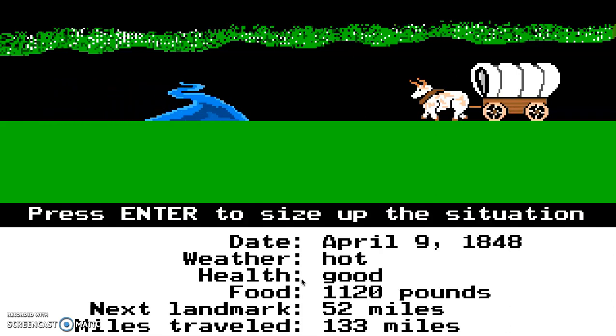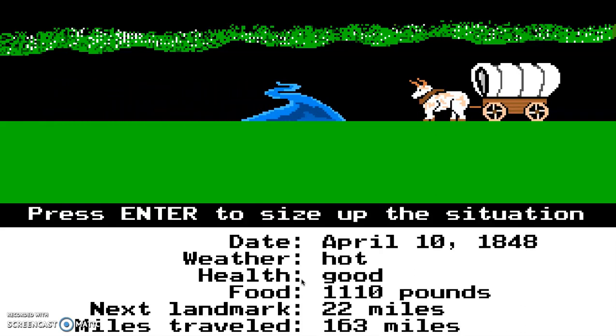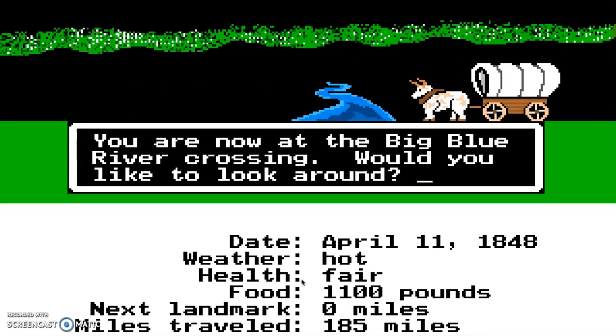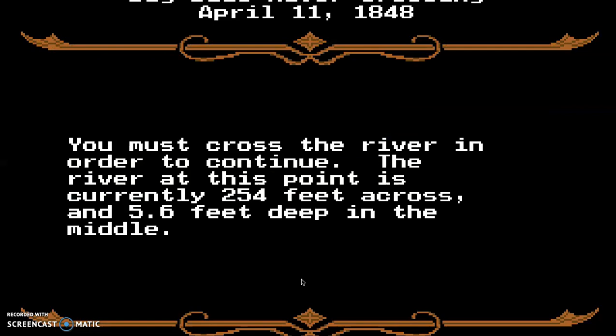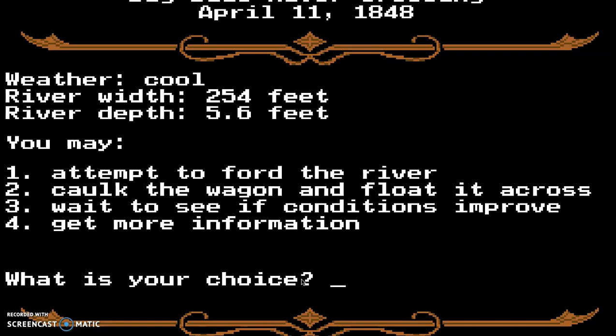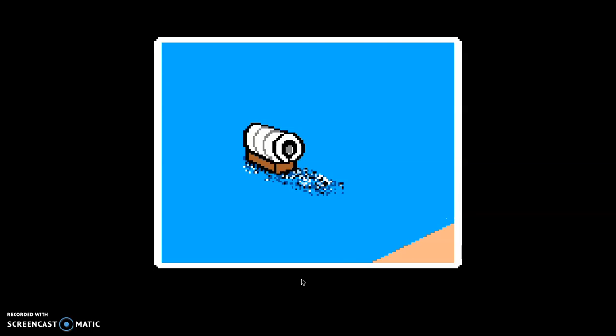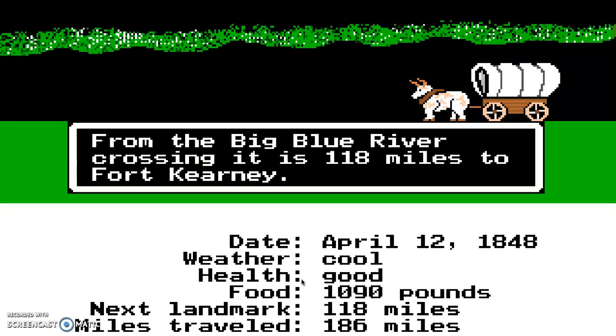Fast, bumpy, hot. Down to 1,110. Big Blue River crossing. Would you like to look around? Nah, I've seen big blue rivers. Must cross the river. 254 feet across, 5'6" in the middle. Again, my wagon's only about 4 feet tall. I will float across. No trouble. Sometimes you die.